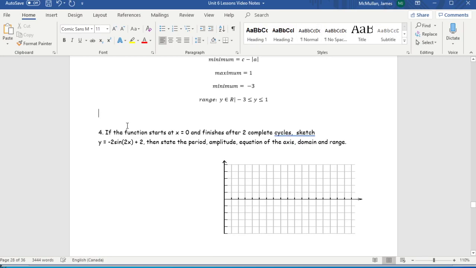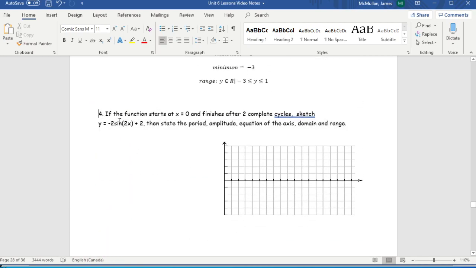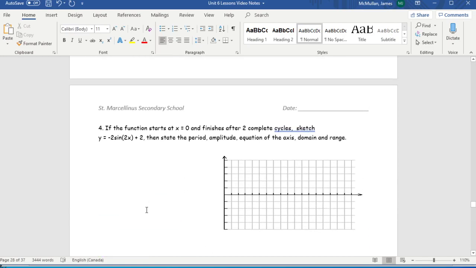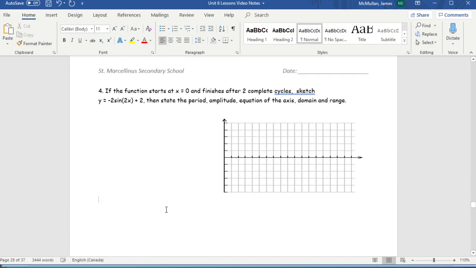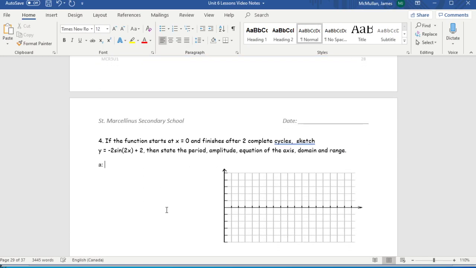Okay, pretty straightforward. Finally, if the function starts at 0 and finishes after 2 cycles, sketch this and then show the period, axis and all the rest of that stuff. This is a good one because it's challenging us a little bit more. Okay, so let's do the same thing we did to sketch. So start with the numbers you know. A is negative 2, K is 2, D is 0, C is 2. Okay, so that's what we know.